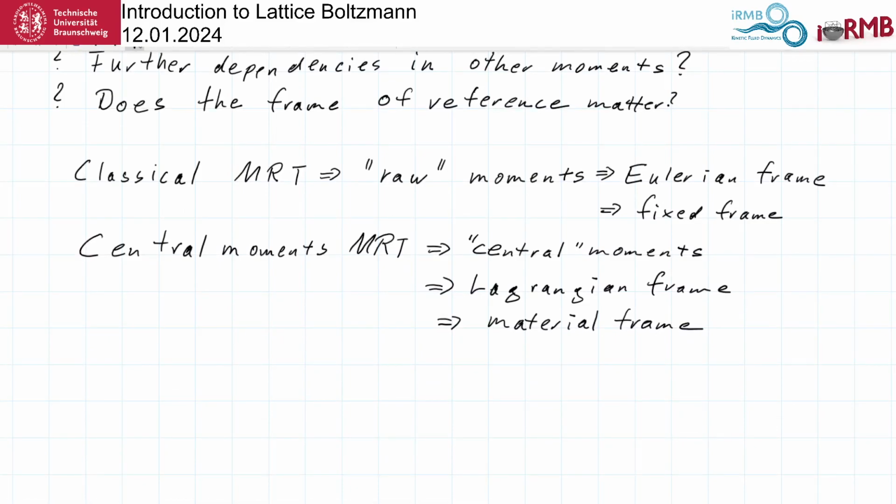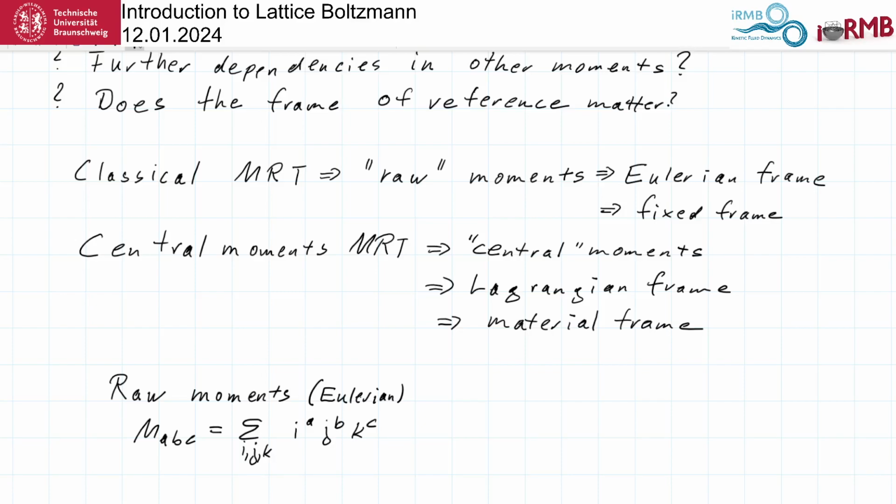So, how do these two things compare? We can write down the raw moments. As I said, Eulerian. So this is M_abc is equal to the sum over i, j, and k of i to the power of a, j to the power of b, and k to the power of c, times f_ijk. So this is what we have seen many times during this lecture.